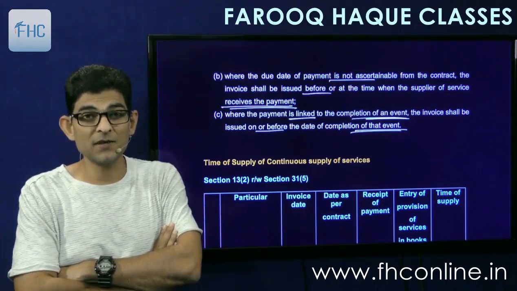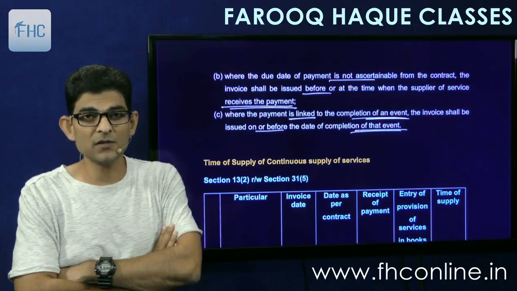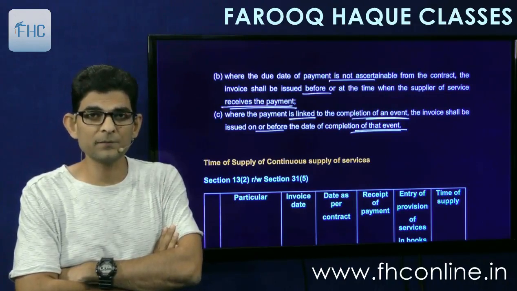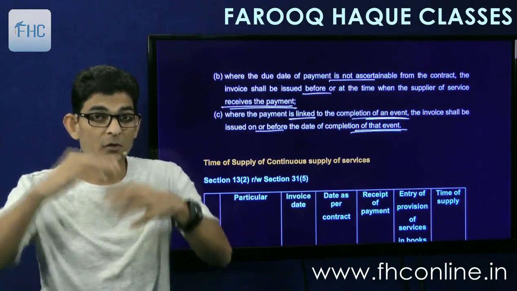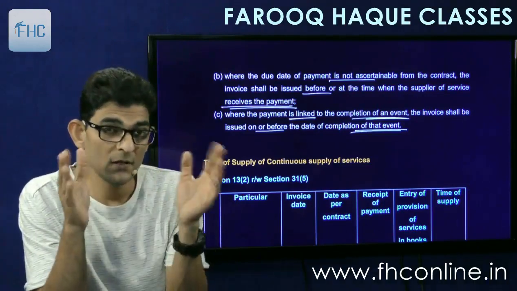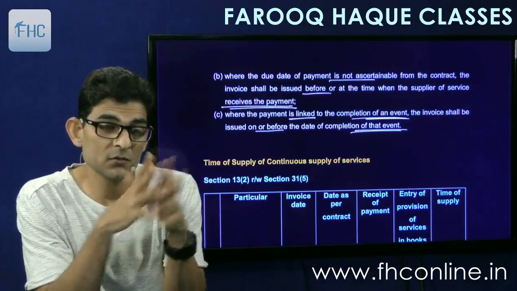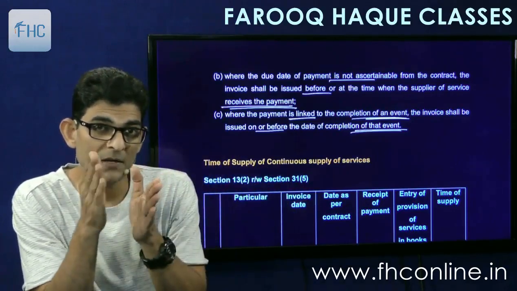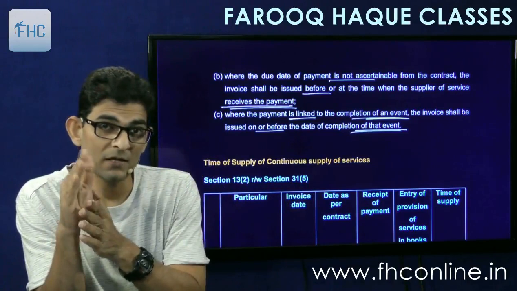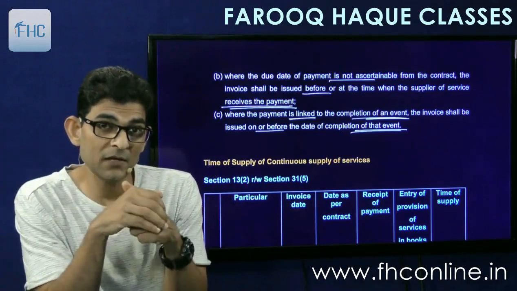There are events fixed, that for every 5 kilometers constructed, I'll make an invoice. So I am a contractor, you are the government, and I'm going to construct a road for you. The contract says that for every 5 kilometers, I'll make an invoice. As soon as I complete 5 kilometers, I'll make an invoice. The next 5 kilometers, I'll make an invoice. Next 5 kilometers, I'll make an invoice.